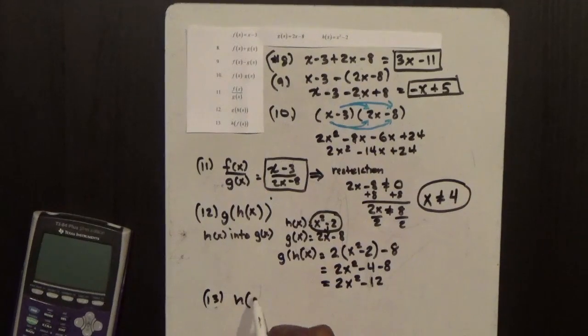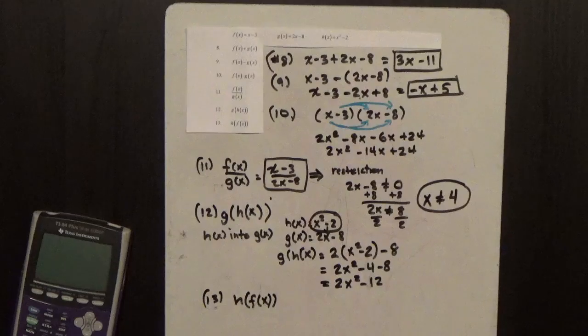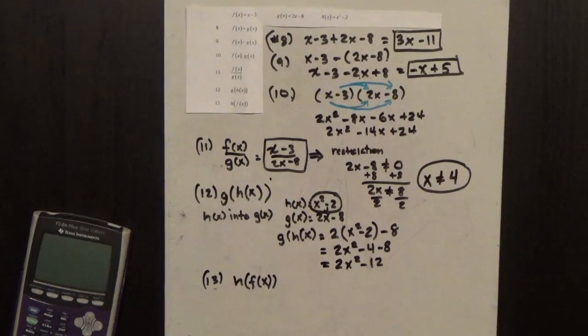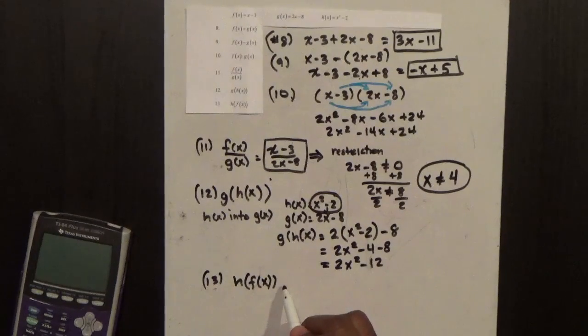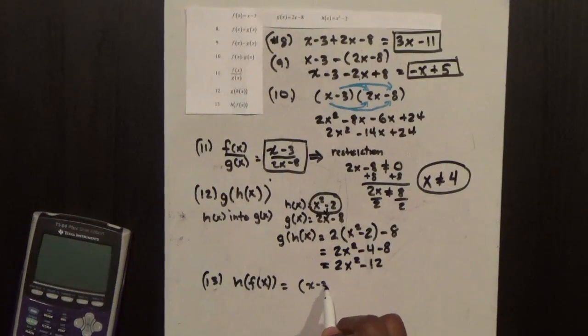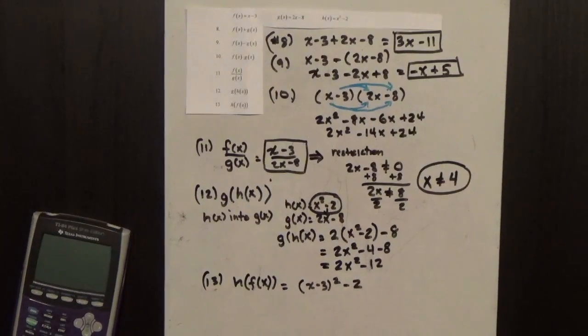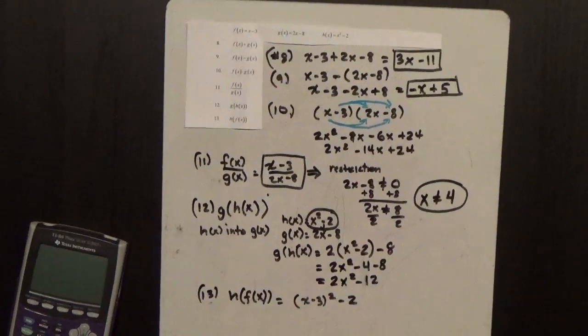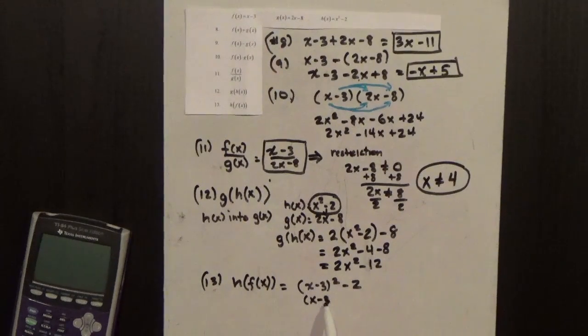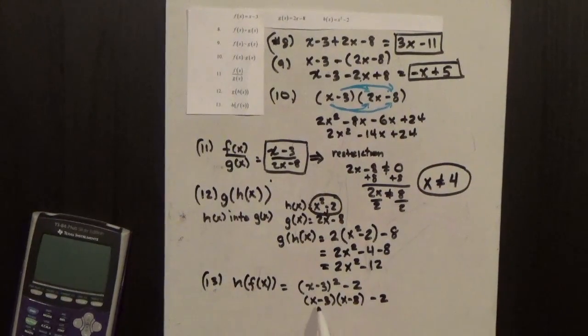We have h of f of x. In this case, we're going to put the f of x function into the h of x function. It looks like we're going to have a little bit of work to do for this one. The f of x function is x minus 3. So this is going to be x minus 3 all squared minus 2. Sometimes we can leave it like that. That is in a sort of vertex form. But sometimes they ask us to put it in standard form. If they do, then we go x minus 3 times x minus 3, because it's squared, minus 2, meaning we're going to FOIL this, or distributive.